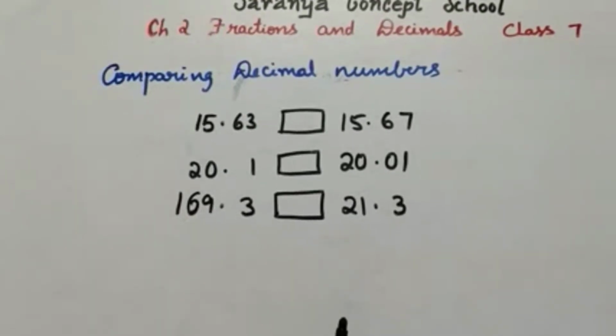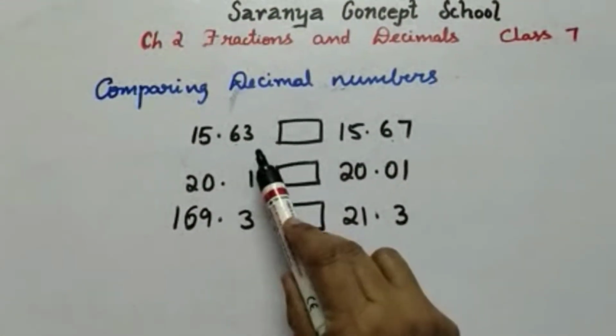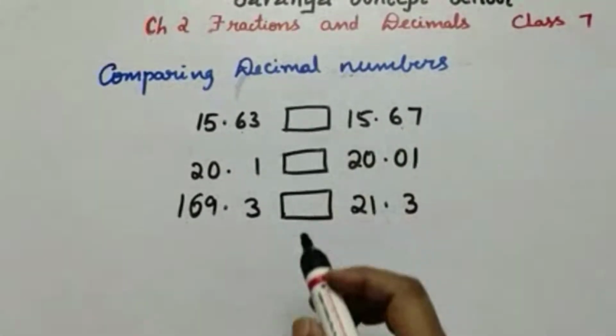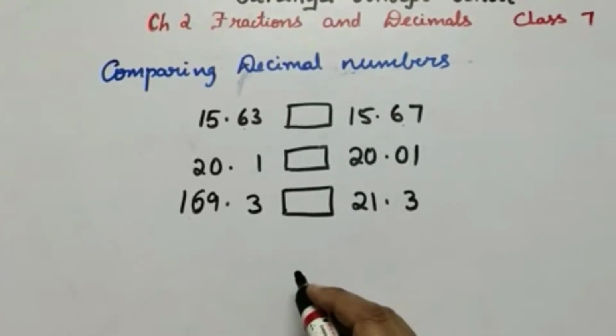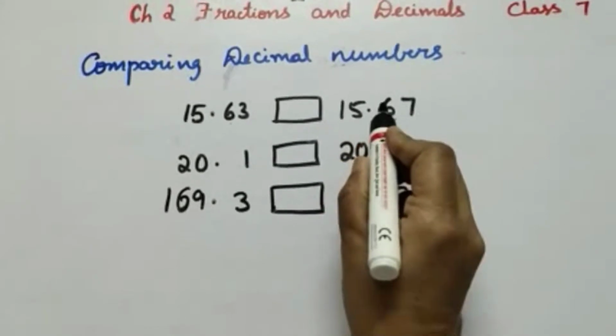So if the digits at the 10th place are also the same, then compare the digits at the 100th place and so on. Now come on, quickly compare these numbers. 1, 2, 3. Finished? Now which is greater? Tell me.